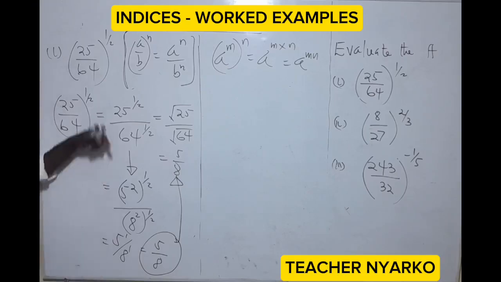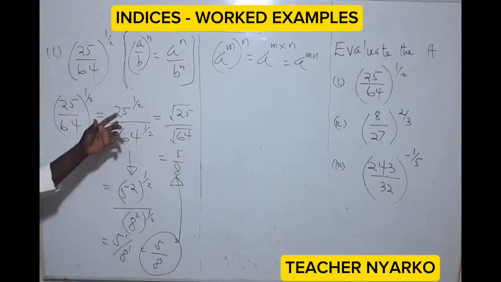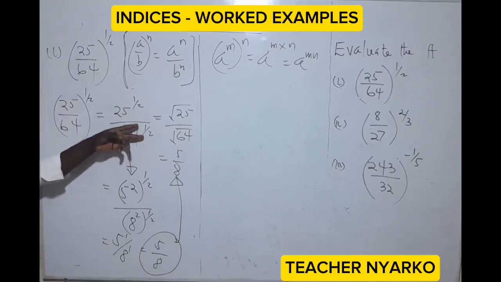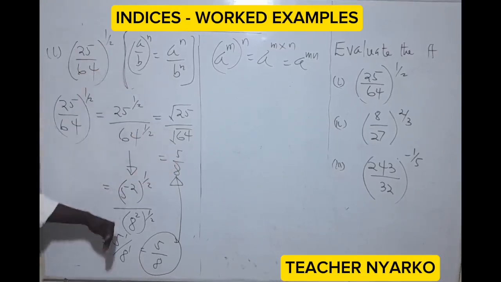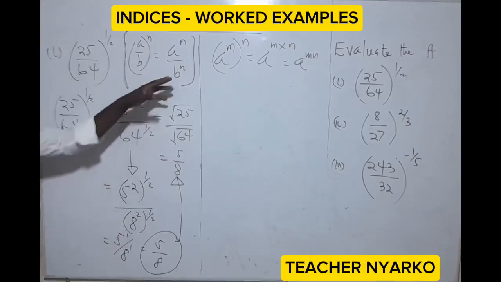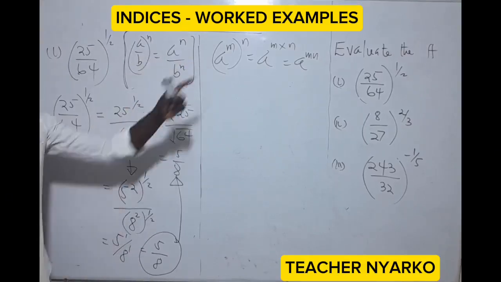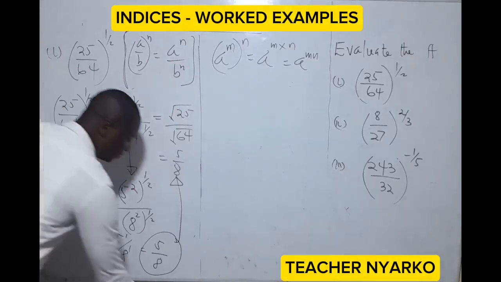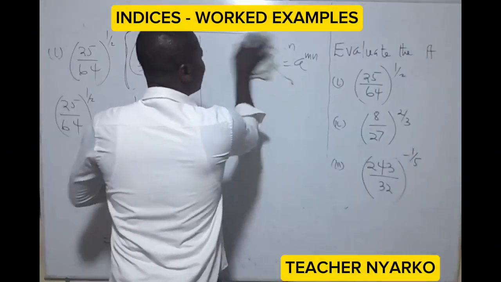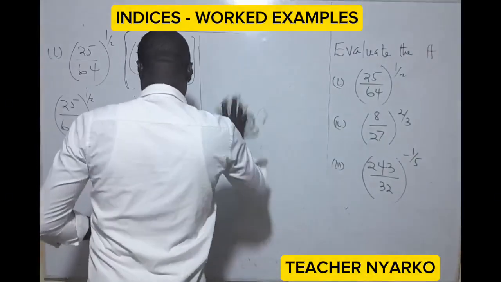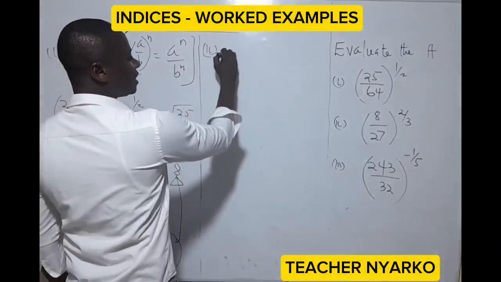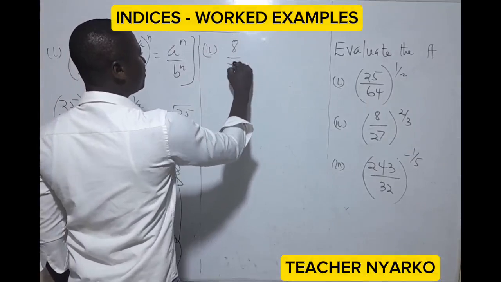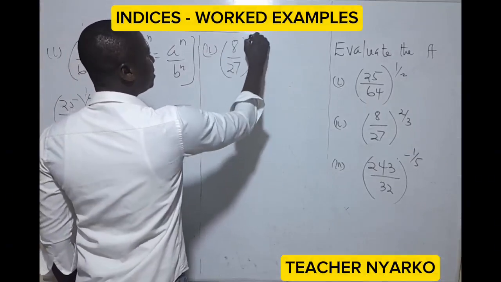And you need to understand this approach, because it's not in all cases that the exponent will be half for you to take the square root of them to make it simple this way. But in all cases, if you understand this way, it will be easy for you to simplify such questions or expressions. So let's see how best we can solve the second question. The second one, 8 over 27 exponent 2 over 3.